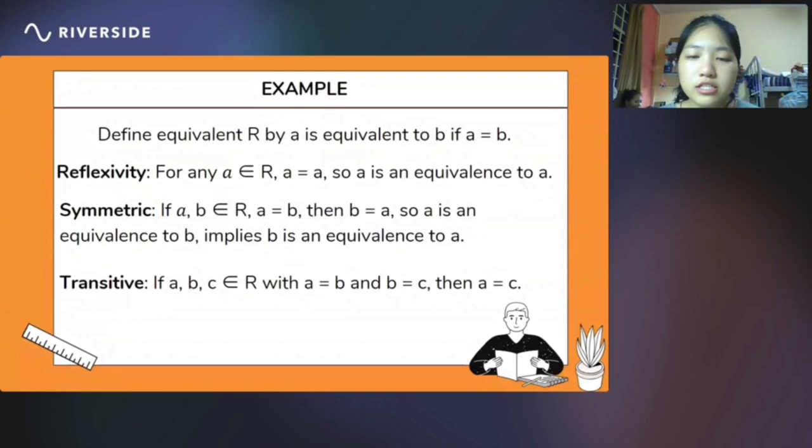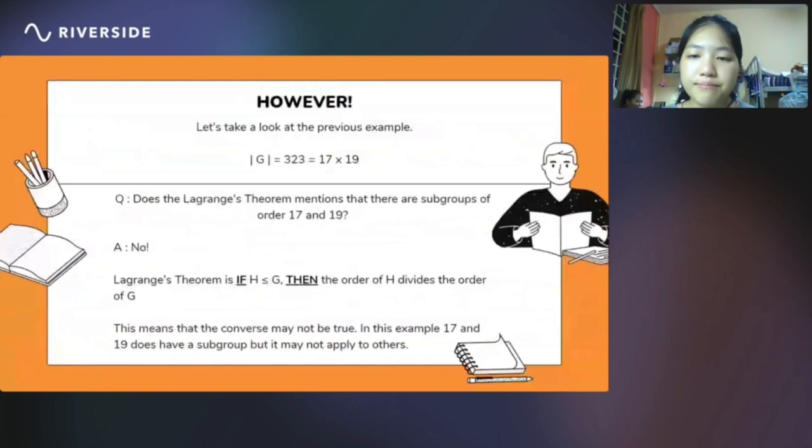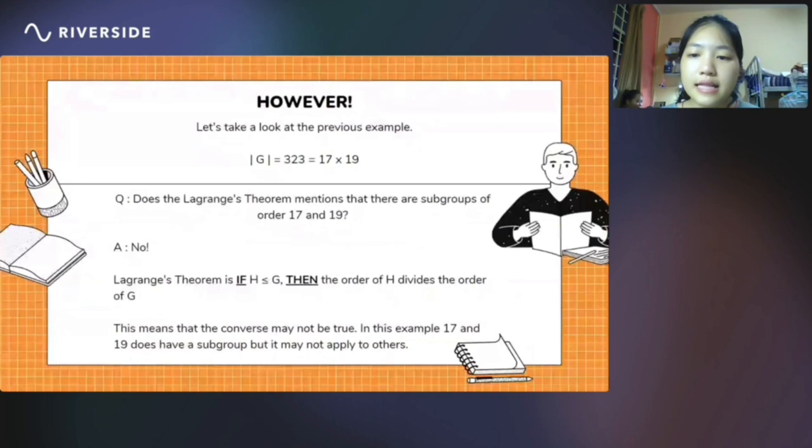However, Lagrange's theorem also has some limitations. Let's take a look at the previous example. In the example, does Lagrange's theorem mention that there are subgroups of order 17 and 19? No. Lagrange's theorem says if H is less than or equal to G, then the order of H divides the order of G. In other words, Lagrange's theorem is an if-then theorem. This means that the converse may not be true. In this example, G does have subgroups of order 17 and 19, but it may not apply to others.